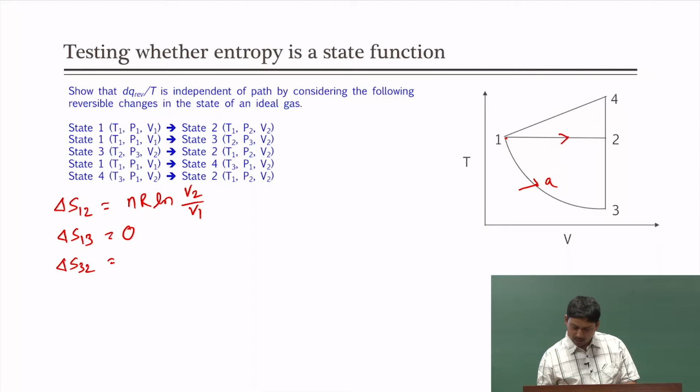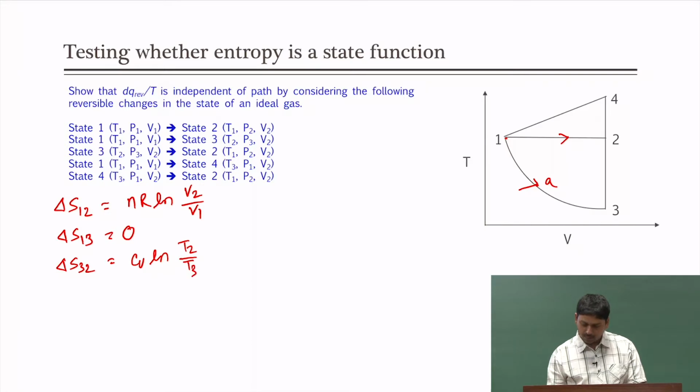The temperature is changing, but volume is not changing. So, it is a constant volume process, right? In a constant volume process, we get Cv ln T2 by T1. So, it should be Cv ln T2 by T3. So, we got a cyclic process.